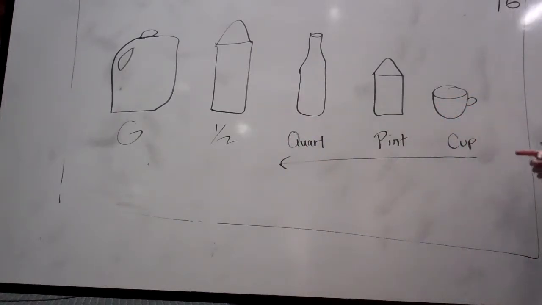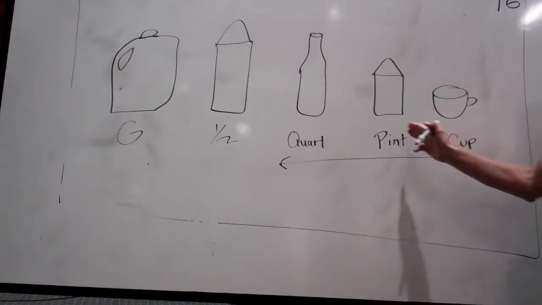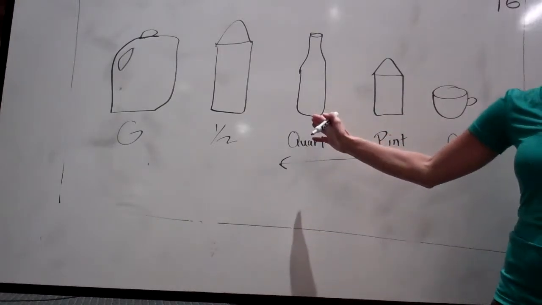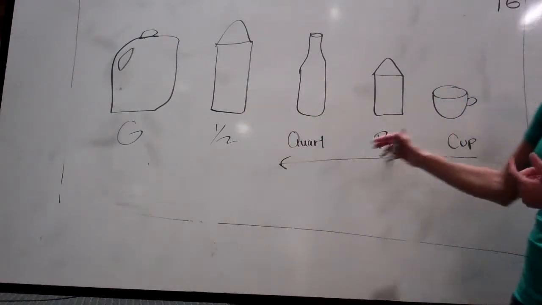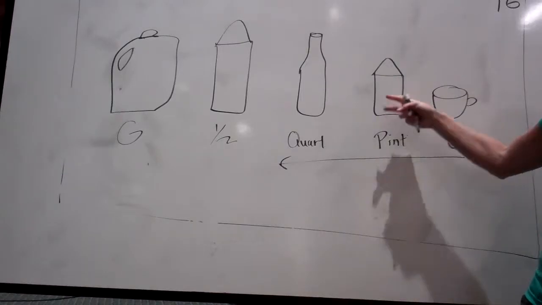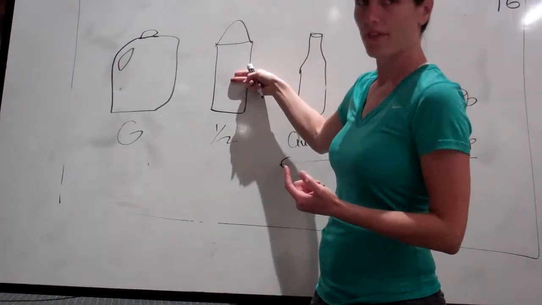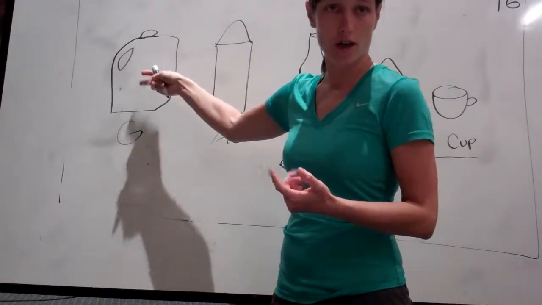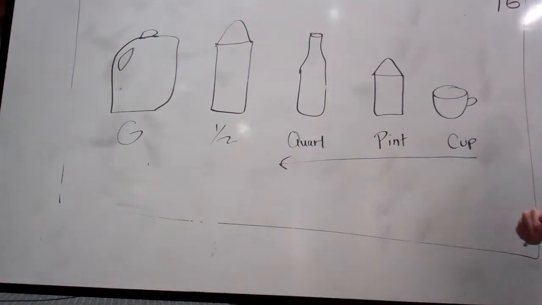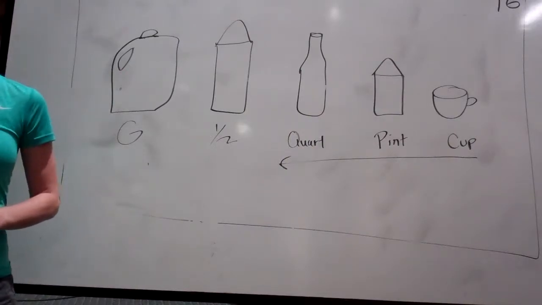Okay, now what I want you to see is that everything is a double of the next. Do you see what I'm saying? 2 cups is 1 pint. 2 pints is 1 quart. 2 quarts is half gallon, and 2 half gallons is a whole gallon. So everything is multiplied by 2, or doubled.